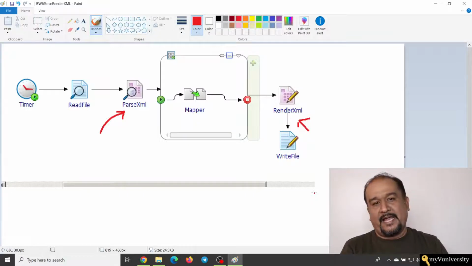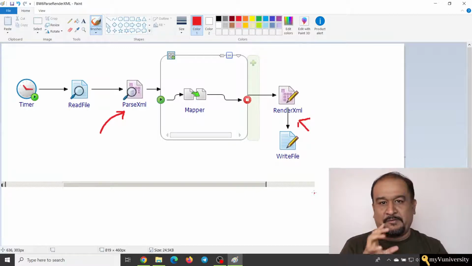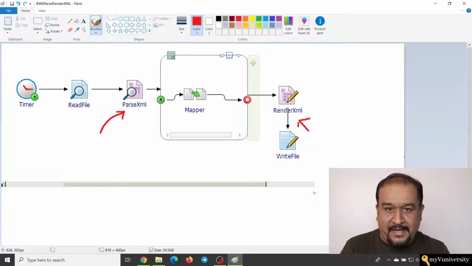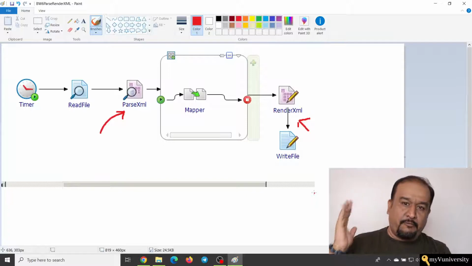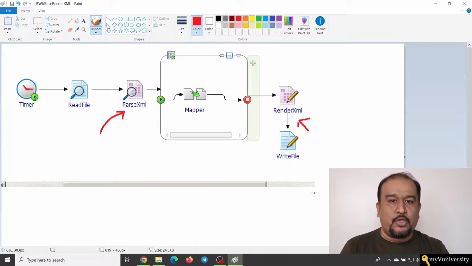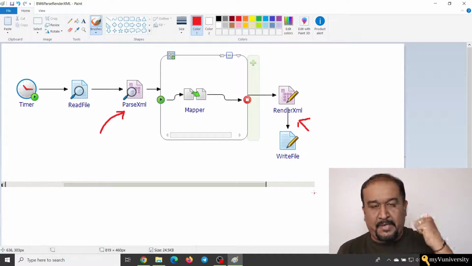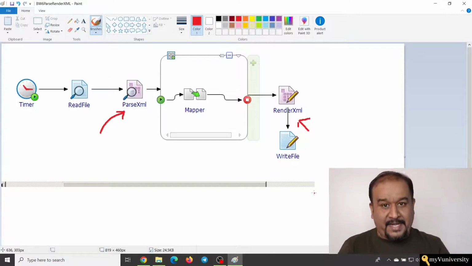So guys, I hope you will not get confused between Parse XML and Render XML, specifically whenever you begin your career with Tibco BW6. Okay, in a simple one-liner, I summarize that whenever you want to process incoming XML, Parse XML. Whenever you want to generate XML, Render XML. Remember that. Okay, I hope this is useful.